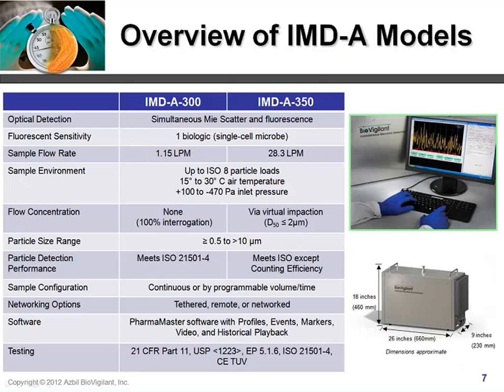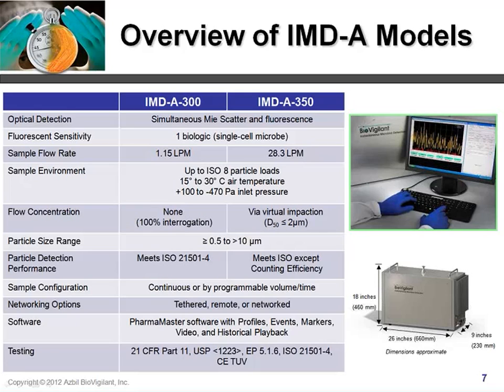So let me give you a little bit of an overview from the system level for IMDA systems. So we just covered the core detection engine, but at the system level, we offer two different products. Each is specifically tailored to customer requests. Those two models are the IMDA 300 and the IMDA 350, and this table shows some key parameters of interest. Both models use the same core detection platform that we just covered. By design, and as has been demonstrated through validation, this technique achieves single-cell microbe detection.